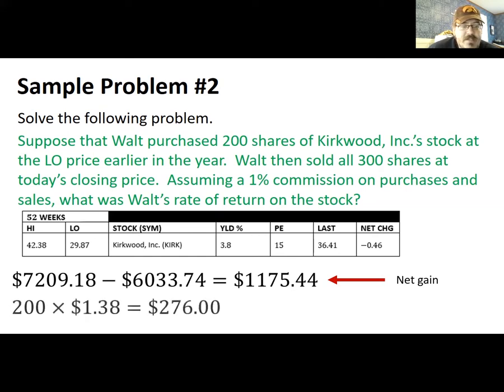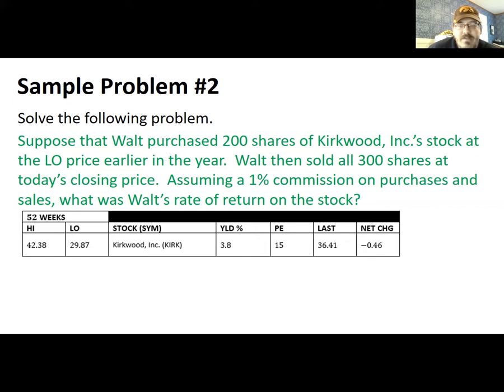But then he's also going to earn his dividends. Okay, so 200 stocks. And if you remember way back on problem number 1, part B, we calculated the dividend for this stock was $1.38. So he's going to earn an additional $276 in dividends. So that's how much he should make between the sale and the dividend.